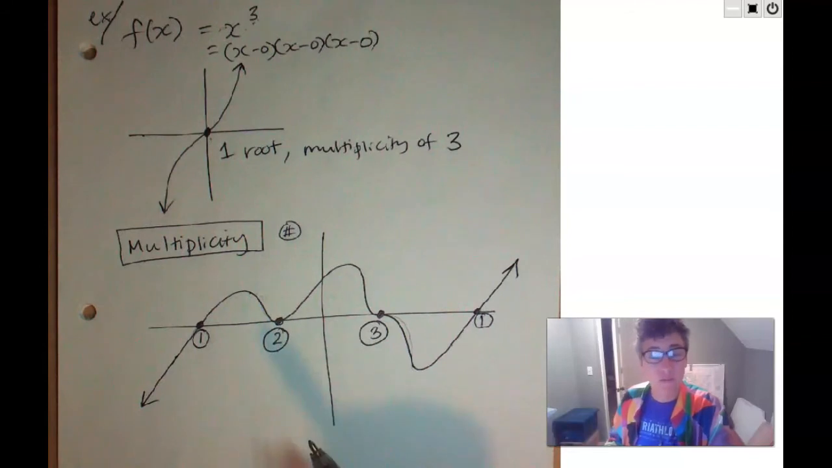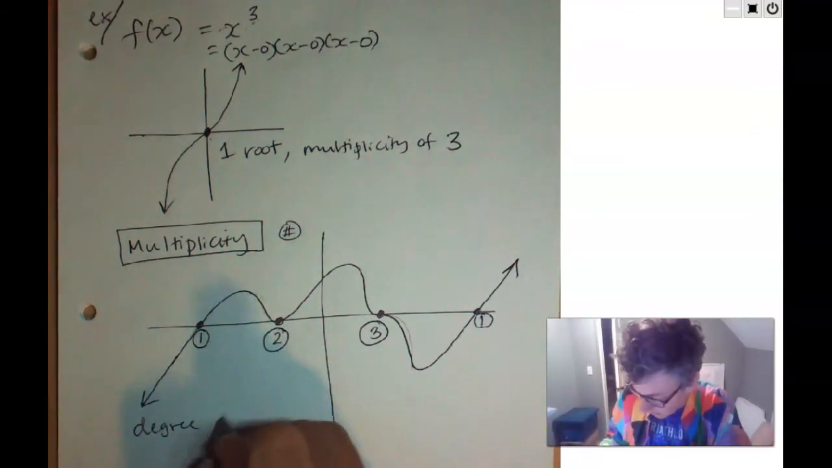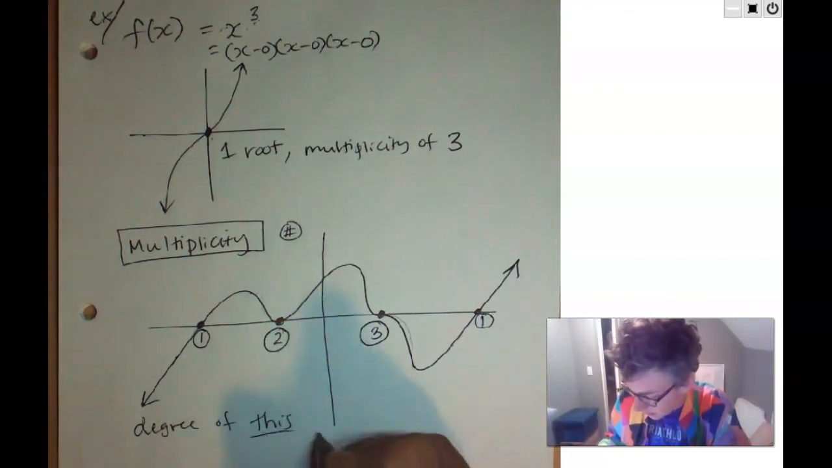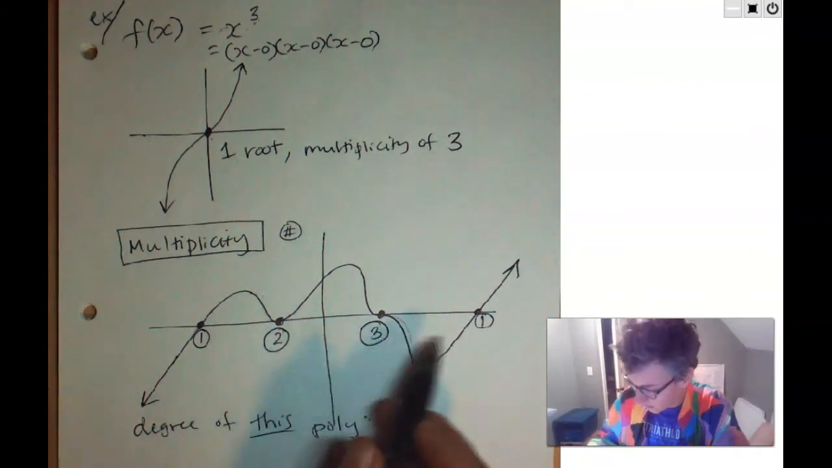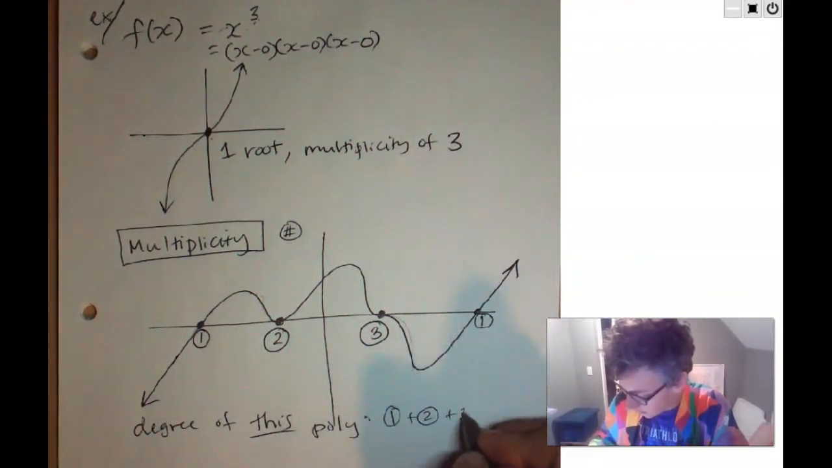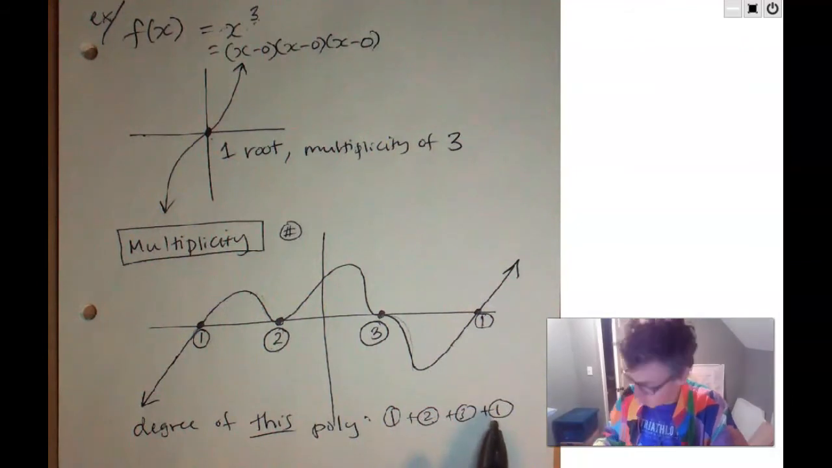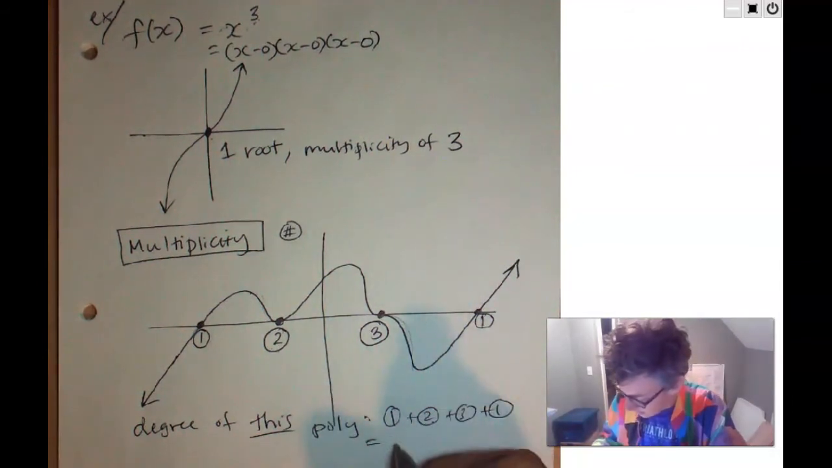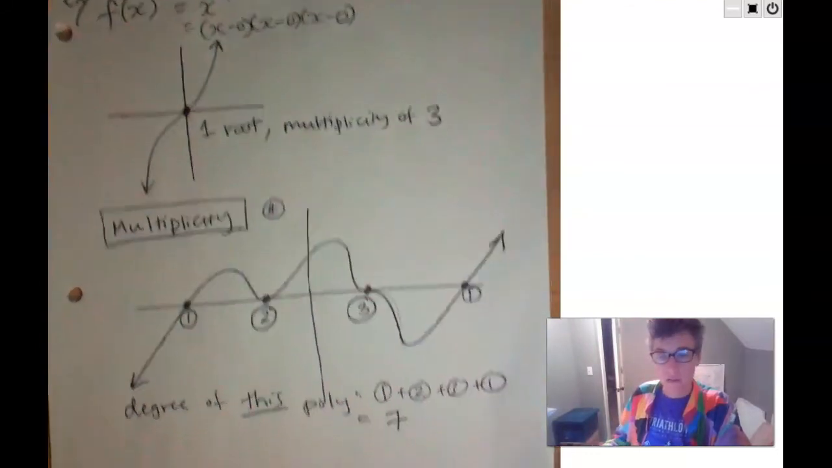Well, we would add up all the multiplicities. So the degree of this polynomial would be 1 plus 2 plus 3 plus 1. What is that? 1 plus 2 is 3. 3 plus 3 is 6. 6 plus 1 is 7. This would be a 7th degree polynomial.